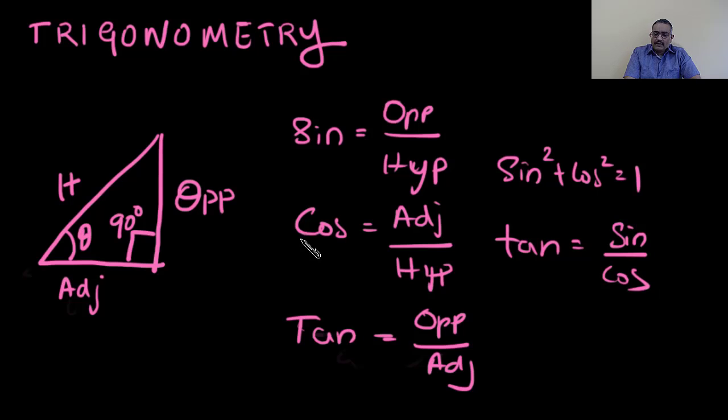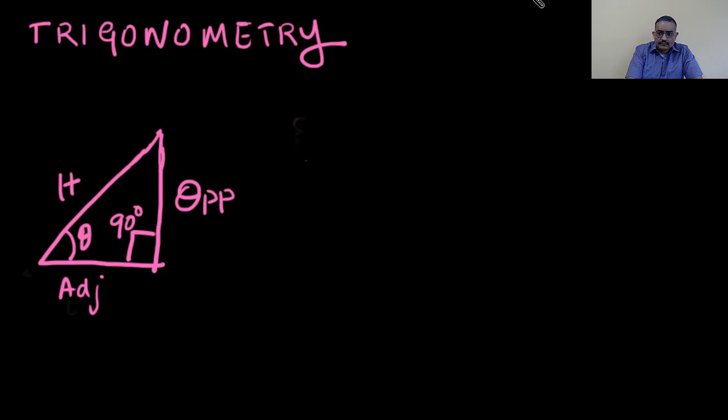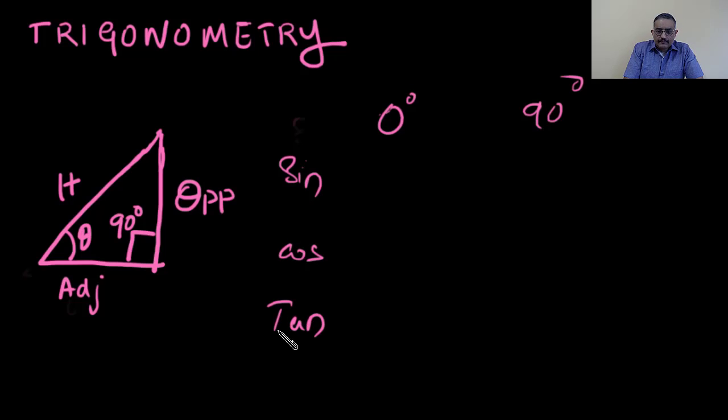So there you have it. That's a brief recap of the basics of trigonometry. Now we will go into these ratio calculations. Now let's think about the values at 0 degrees and 90 degrees for all the ratios, sine, cos, and tan.